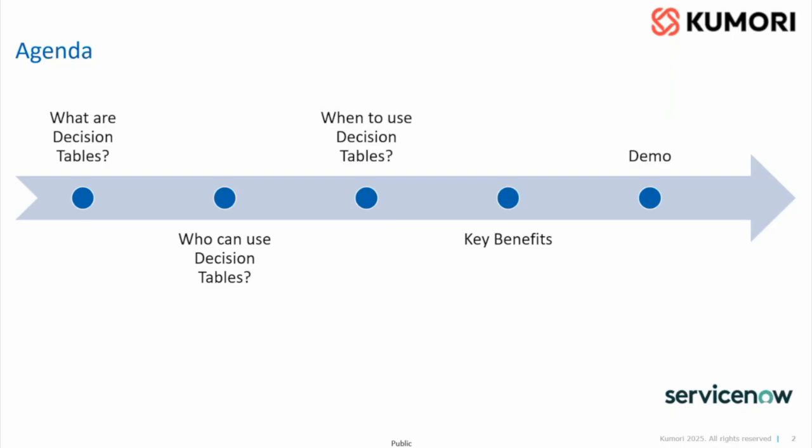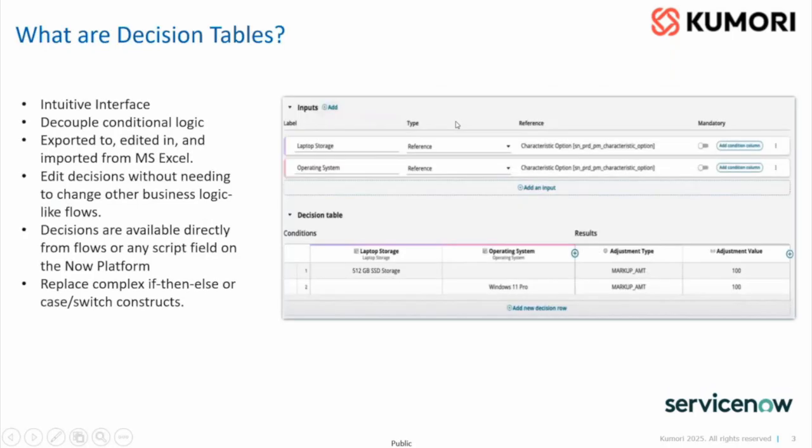So the first point is, what are decision tables? As everything in ServiceNow, there are tables. Basically, they are a combination of tables. And within Workflow Studio, we are given an intuitive interface where the combination of them gives us a functionality where you can build some conditional logic.